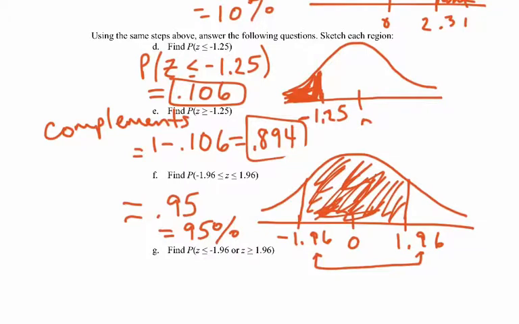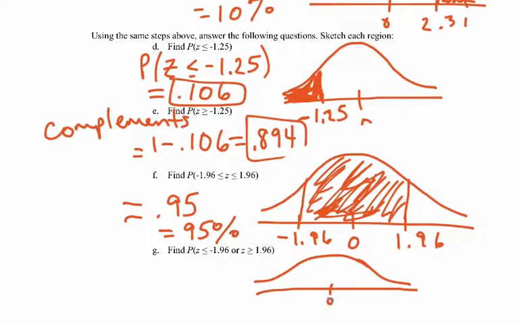All right, so then the last question, it's saying, what is the probability of getting either less than negative 1.96 or greater than positive 1.96? So that would be, again, the complement. Let me try to make my graph look a little bit better here, a little bit more symmetric. That would be the complement of the above event.